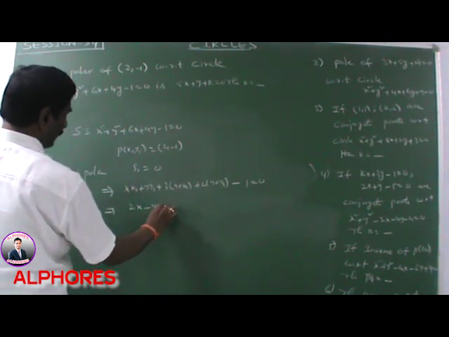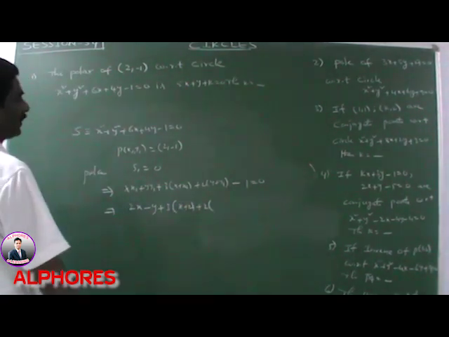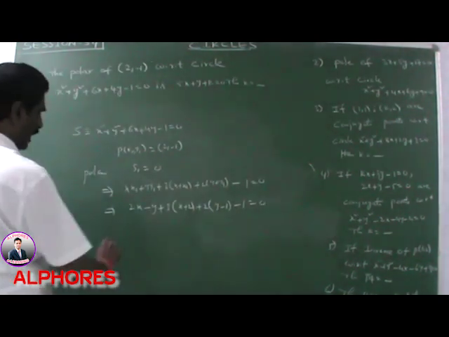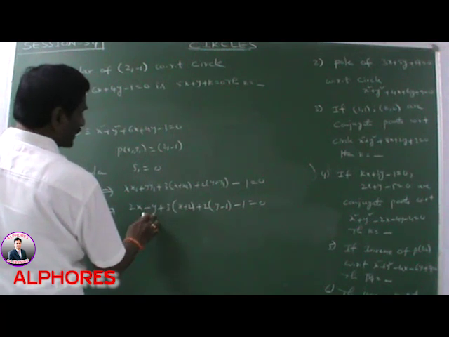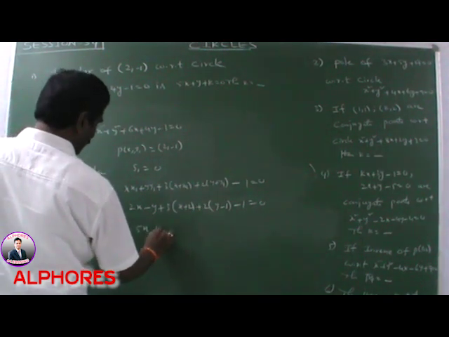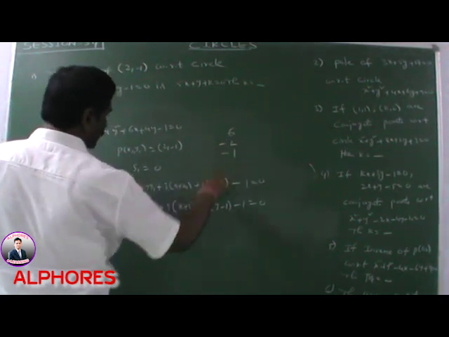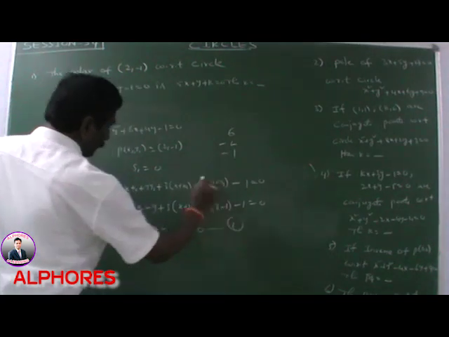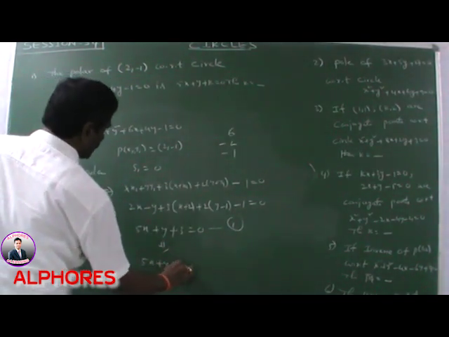2x minus y plus 3(x plus 2) plus 2(y minus 1) is equal to 0. Okay, after simplification it can be reduced to 2x plus 3x means 5x, minus y plus 2y means plus y, plus 6 minus 2 minus 1, that means plus 3 is equal to 0. Okay, it is the equation of the polar, but from the given, the polar equation is 5x plus y plus k is equal to 0.